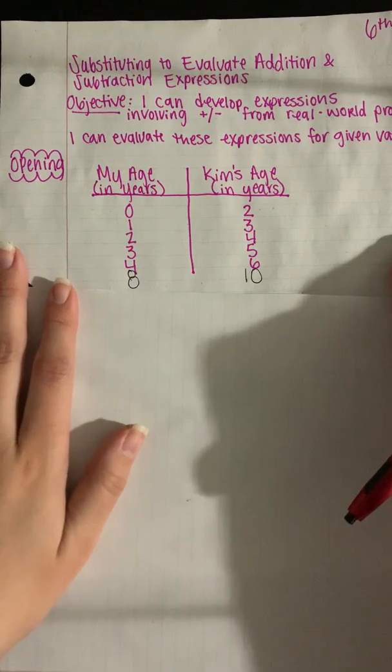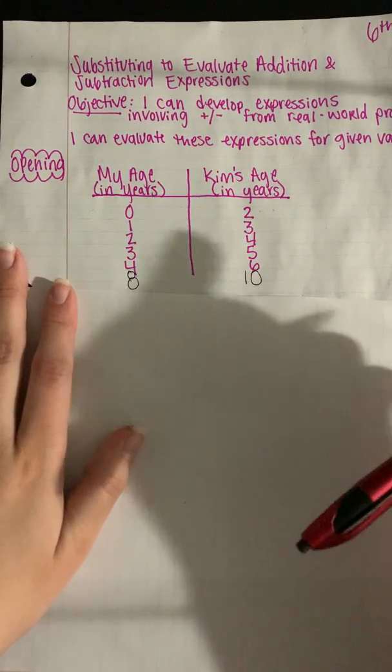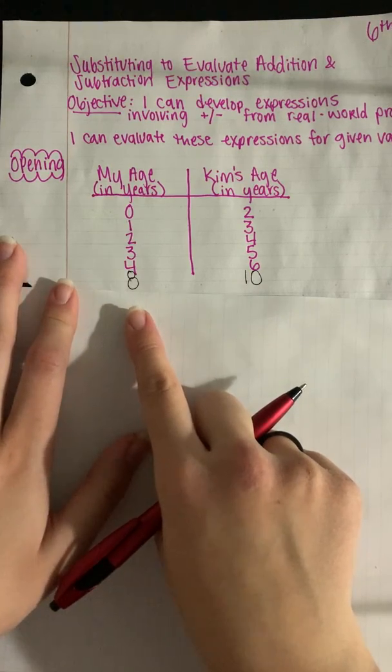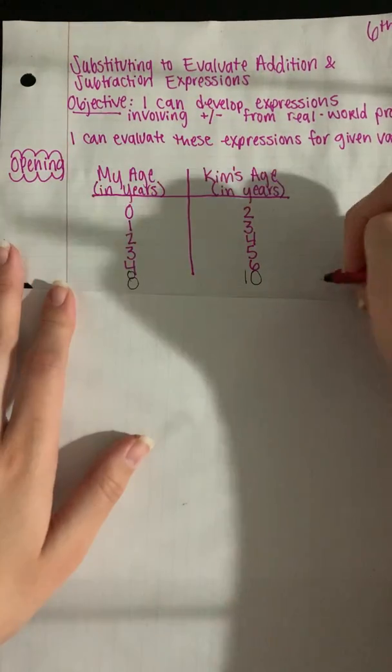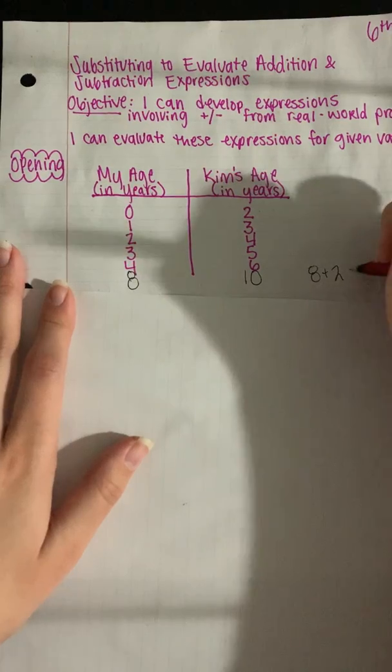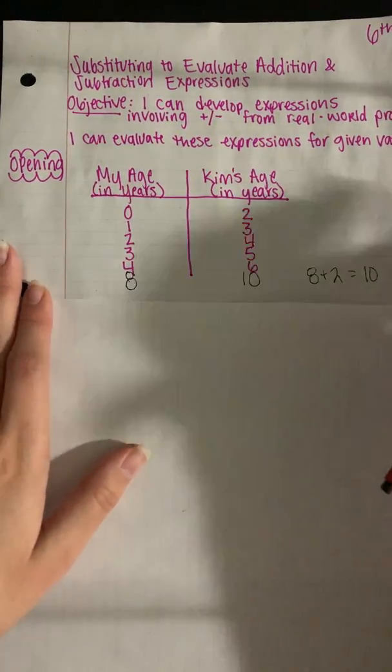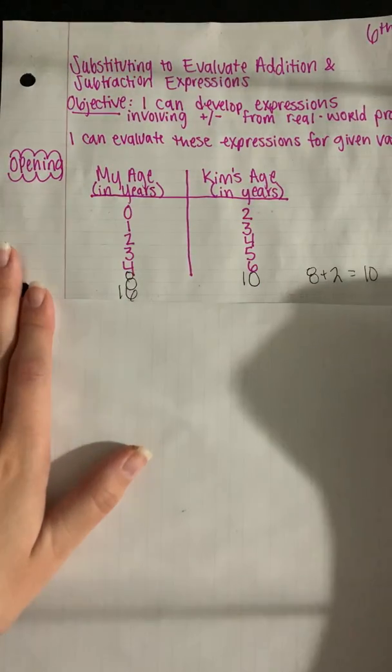And we figured that out since my sister's age is always 2 years more than my age. We just add 2 to my age. So 8 plus 2 equals 10. How about the day that I turned 16? How old was my sister?